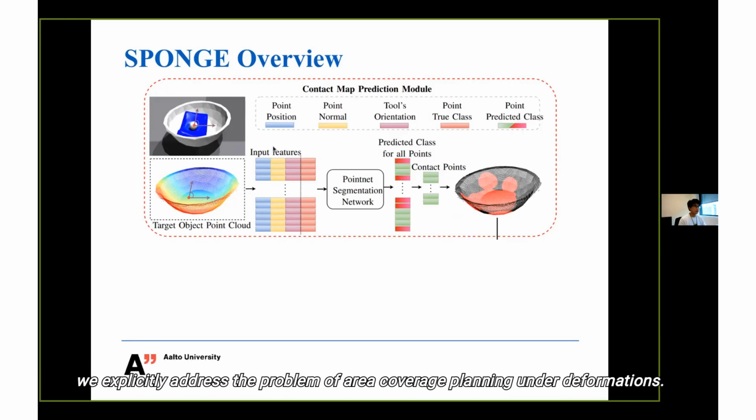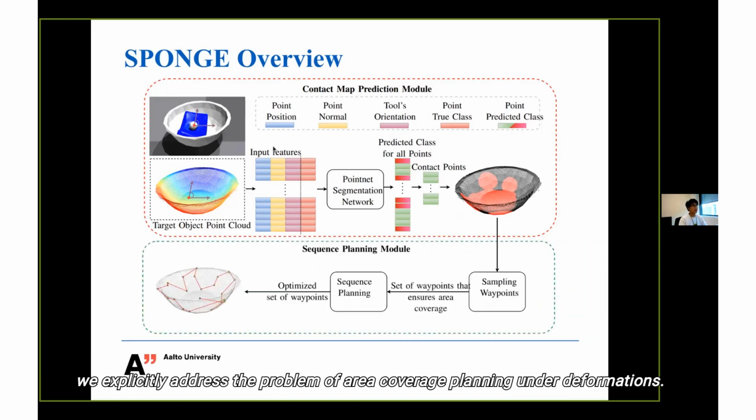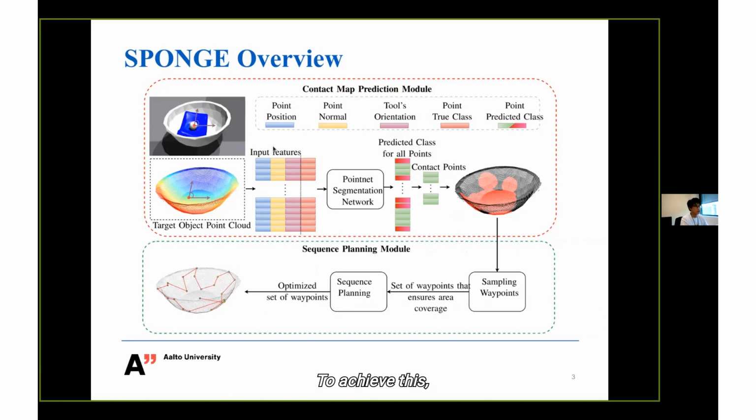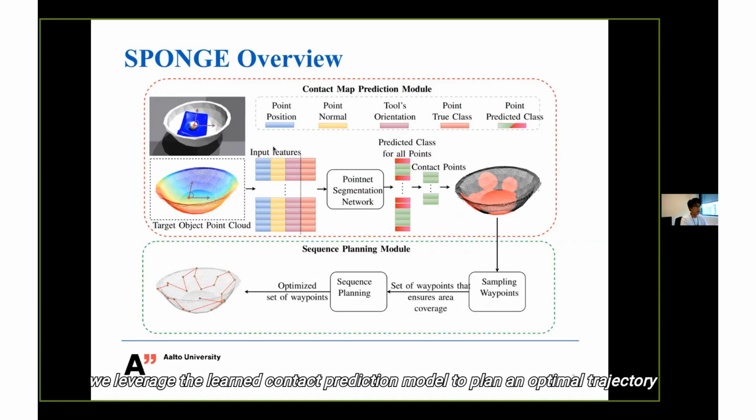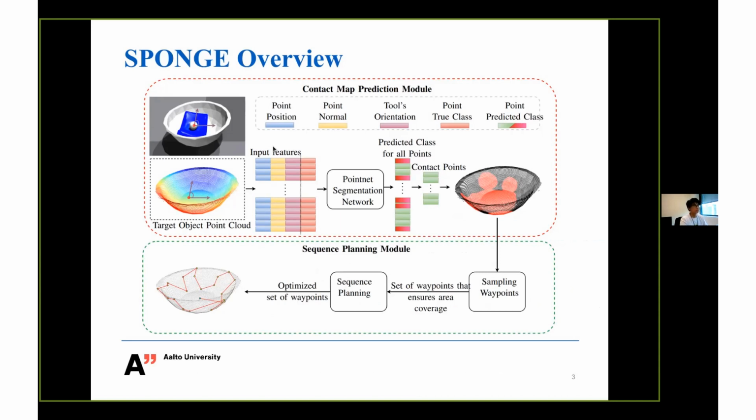We explicitly address the problem of area coverage planning under deformation. To achieve this, we leverage the learned contact prediction model to plan an optimal trajectory that covers the entire surface of the target object with the minimal travel distance.